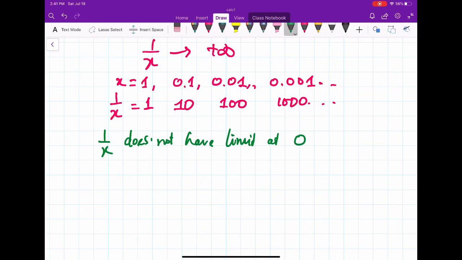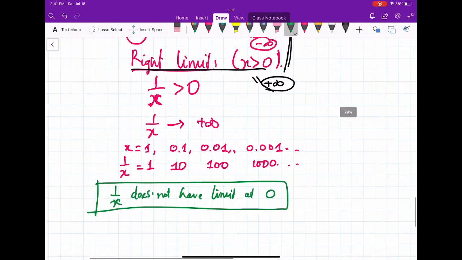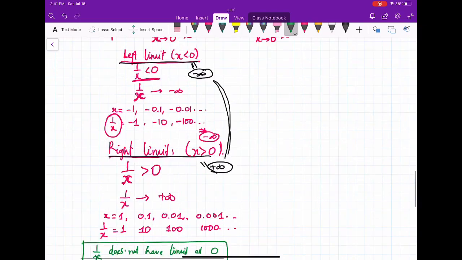Because the left limit and the right limit are different. Don't forget this, right? We use this in the future. The function 1 over x does not have a limit at 0, but the function 1 over x has a left limit and a right limit, simply they are different. That's it. All right, so let's move to the next one.